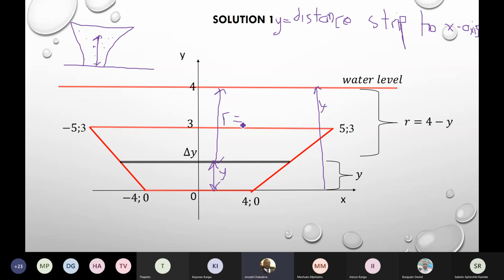I'm going to say r is equal to 4 minus y, because the whole distance is 4, this one here. So 4 minus y, this y here. That will be our r.